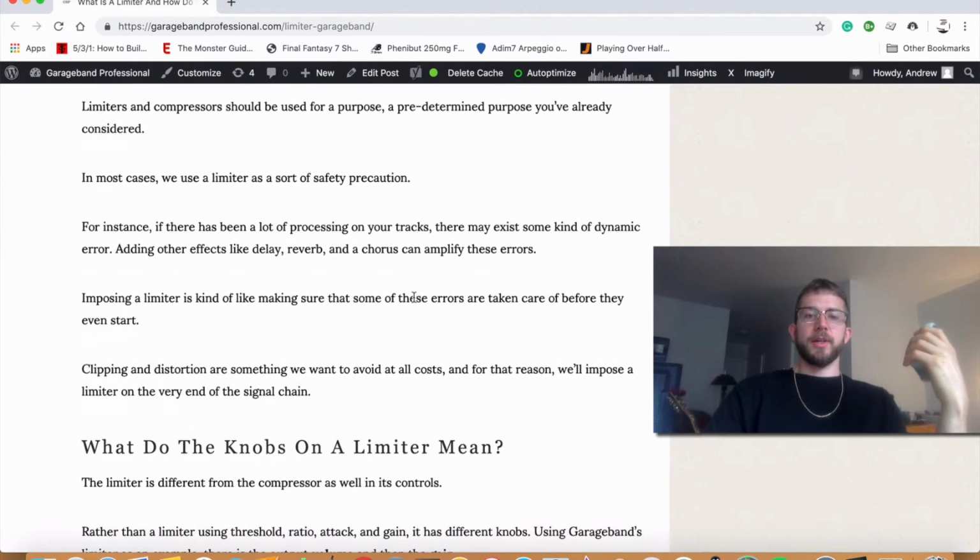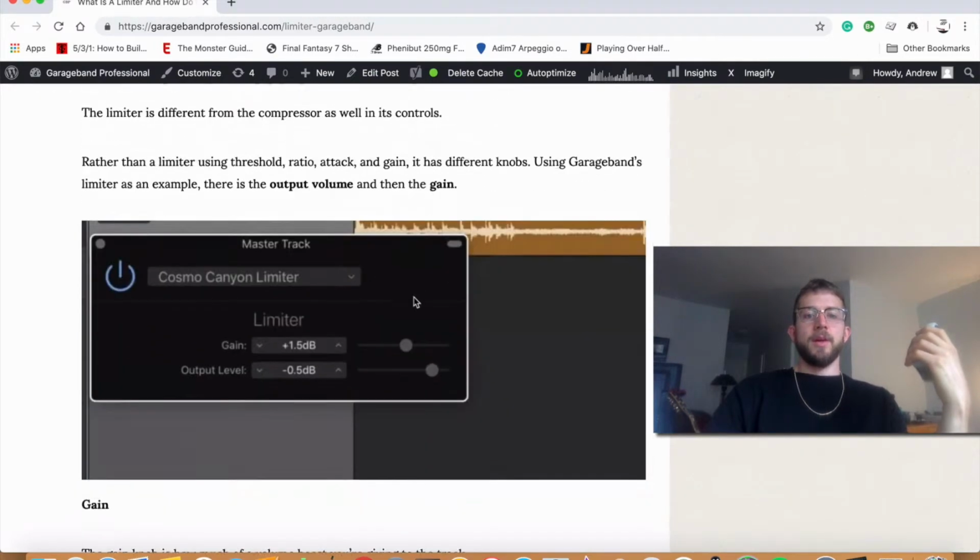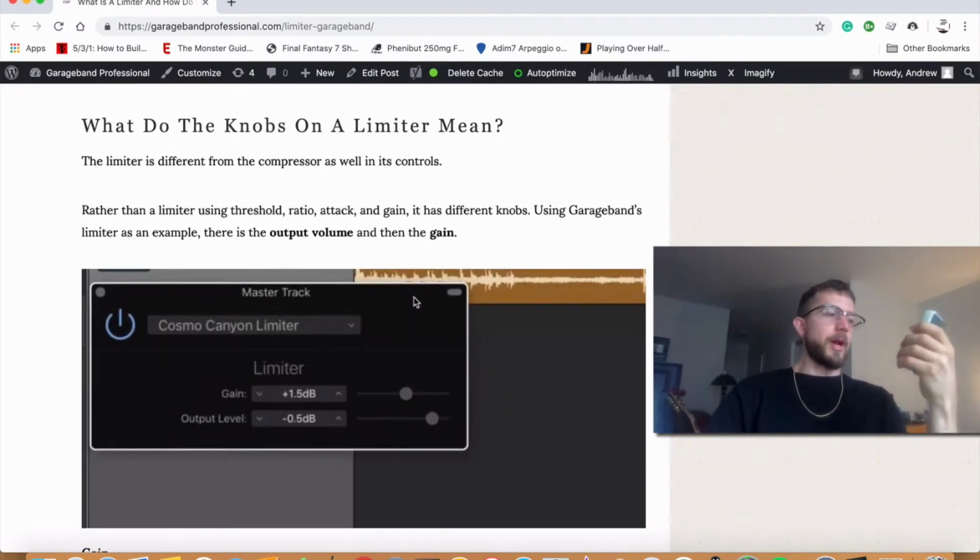What else should I talk about here? So I guess we'll just get into the parameters right away.